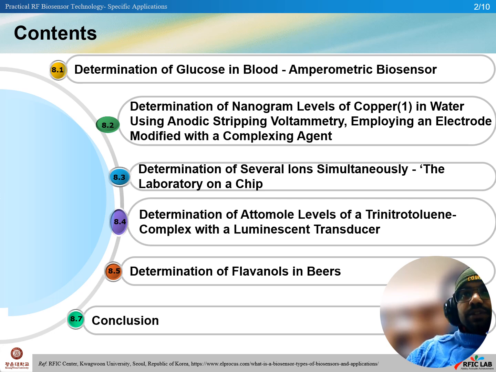Then we will discuss the determination of several ions simultaneously, and also talk about laboratory chips. Then we will go through the determination of attomole levels of a trinitrotoluene complex with a luminescent transducer, and last we will discuss the determination of flavonols in beer. After discussing all these topics, we will conclude our presentation with the conclusion.